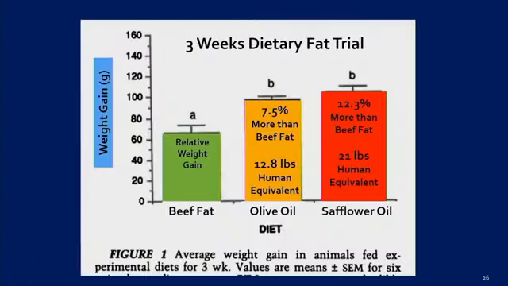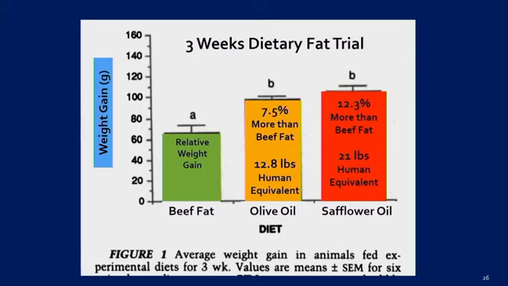All right, so what does this do to these rats in 3 weeks? Now, they all gained weight. These are all adult rats. They all gained weight relative to the beef fat group. The olive oil group, 7.5% more weight. That's 12.8 pounds human equivalent. The safflower oil group, 12.3% more than the beef fat group. That's 21 pounds human equivalent. Stefan Guyenet also calculated this.